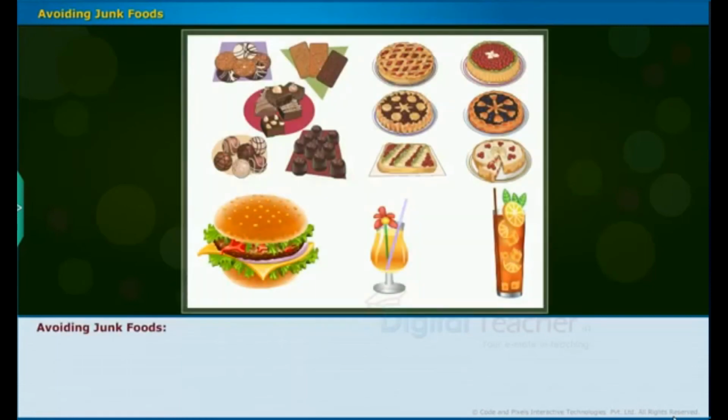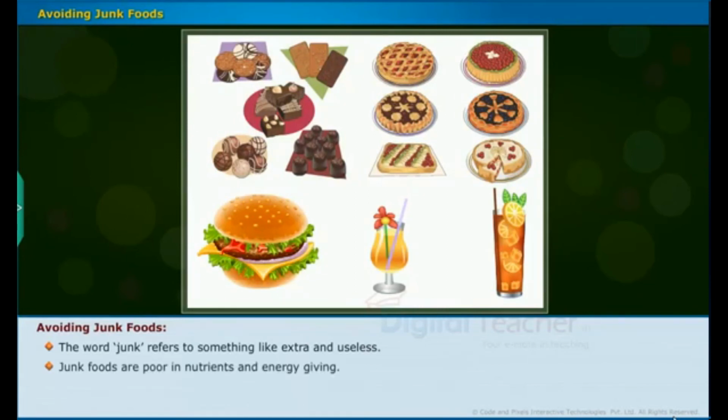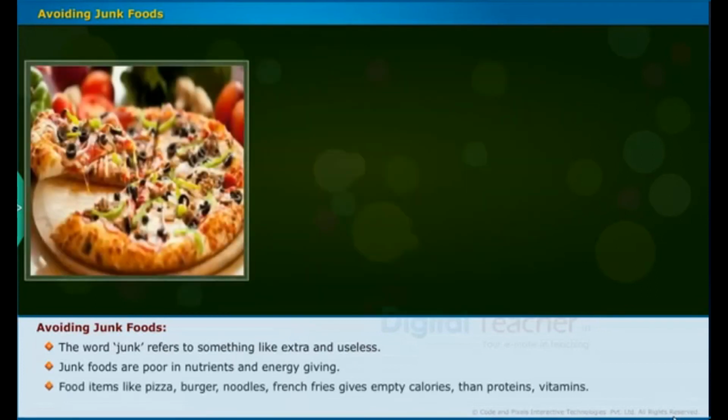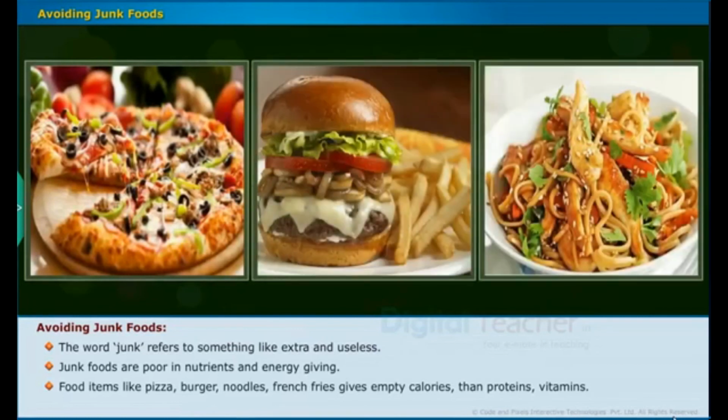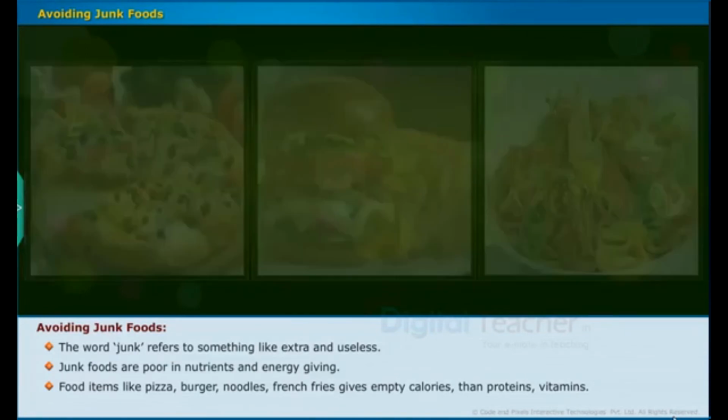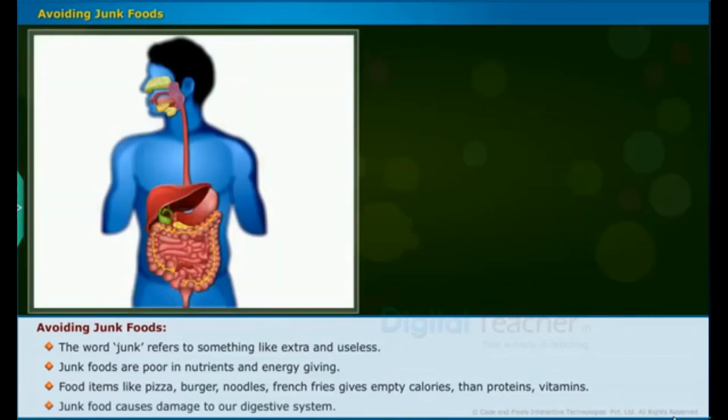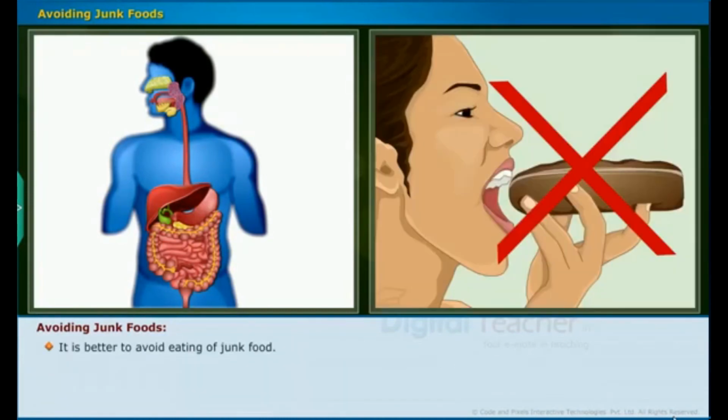Avoiding junk foods. The word junk refers to something like extra and useless. Junk foods are poor in nutrients and energy giving. Food items like pizza, burger, noodles, French fries give empty calories rather than proteins, vitamins. Junk food causes damage to our digestive system. It is better to avoid eating junk food.